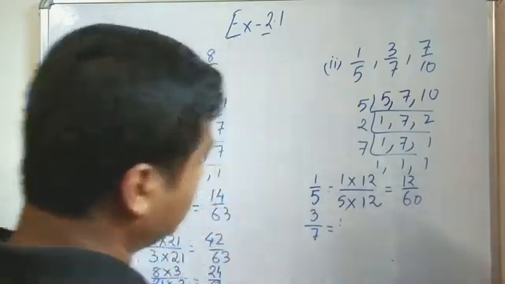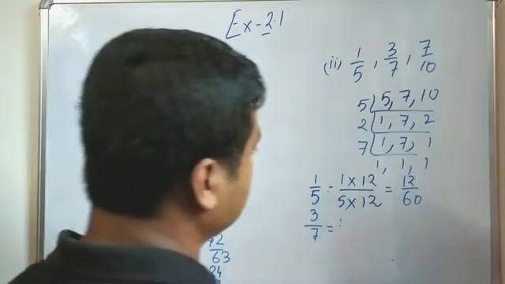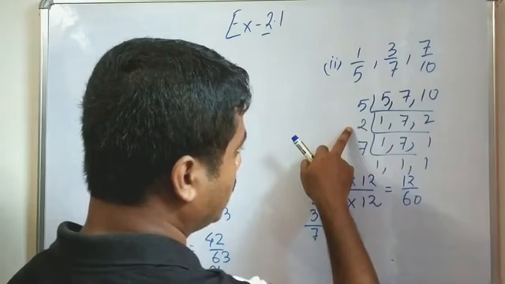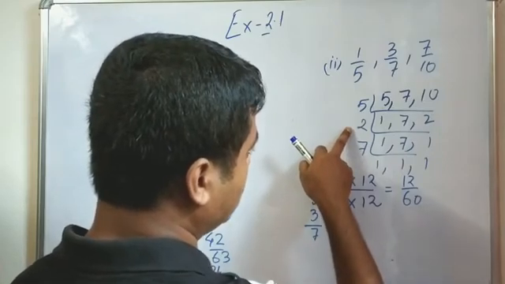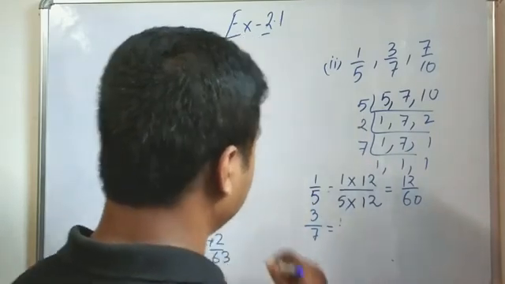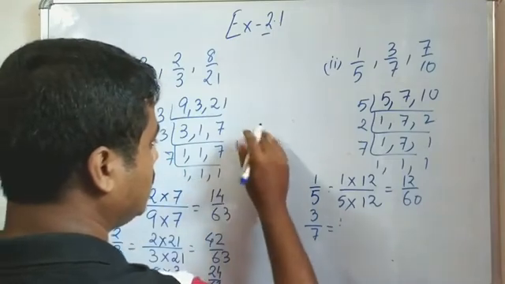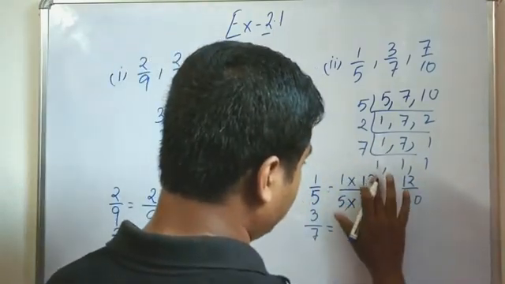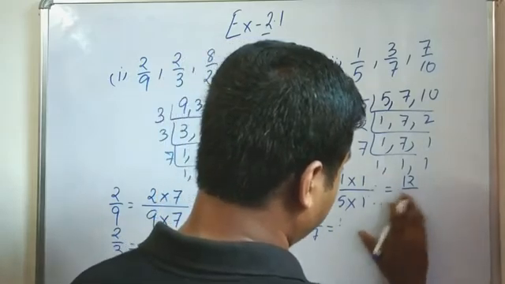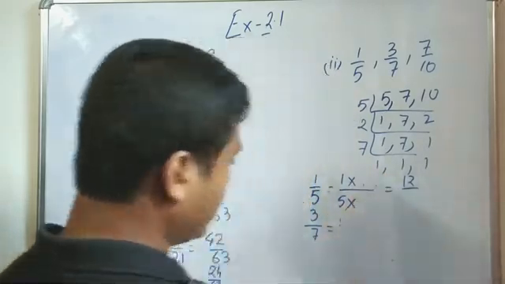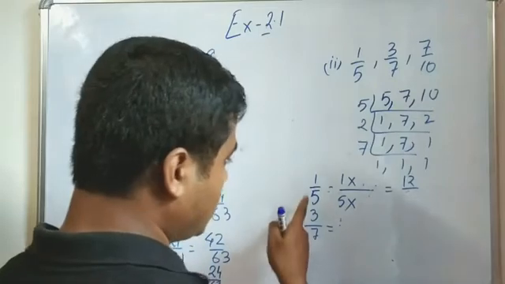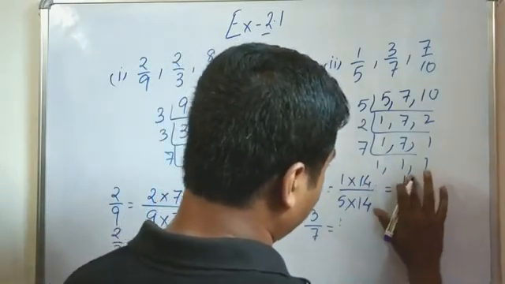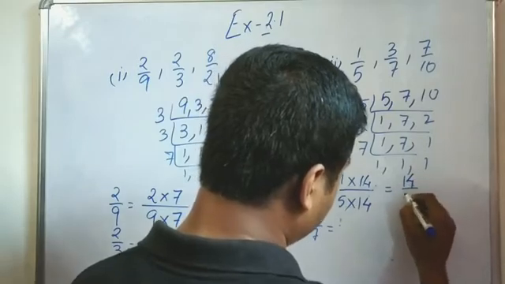3 7s are... I think we have made a mistake. 7 2s are 14. 14 5s are, sorry, it will be 70, not 60. This should be converted into 70. LCM is 70, sorry. So if the LCM is 70, this number should be multiplied with 14. So this will be 14 by 70.